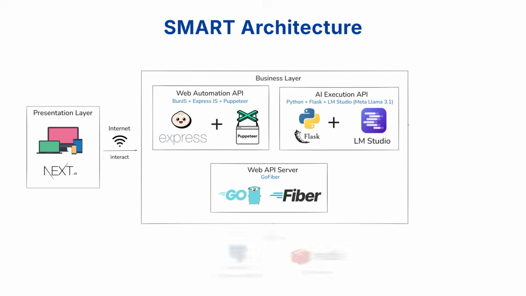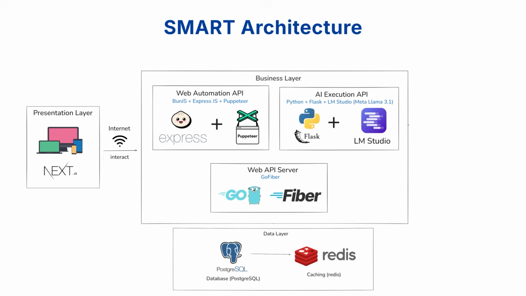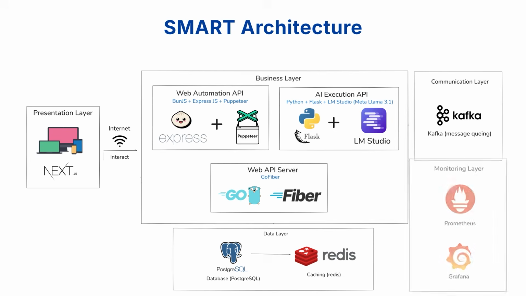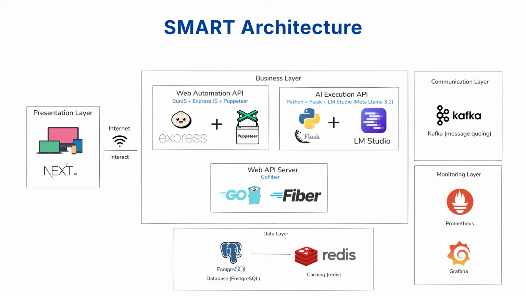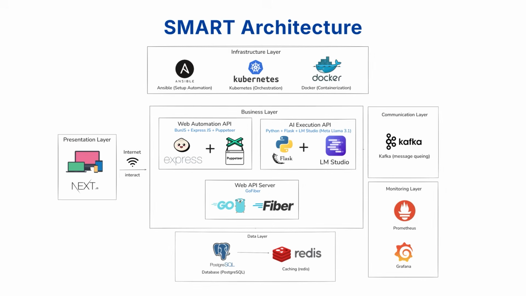For data management, I use PostgreSQL as the main database and Redis for caching. Communication between the services is handled by Kafka. The system is monitored using Prometheus and Grafana for real-time metrics and health tracking. Finally, on the infrastructure side, deployment is automated using Ansible, containerized with Docker, and orchestrated with Kubernetes.